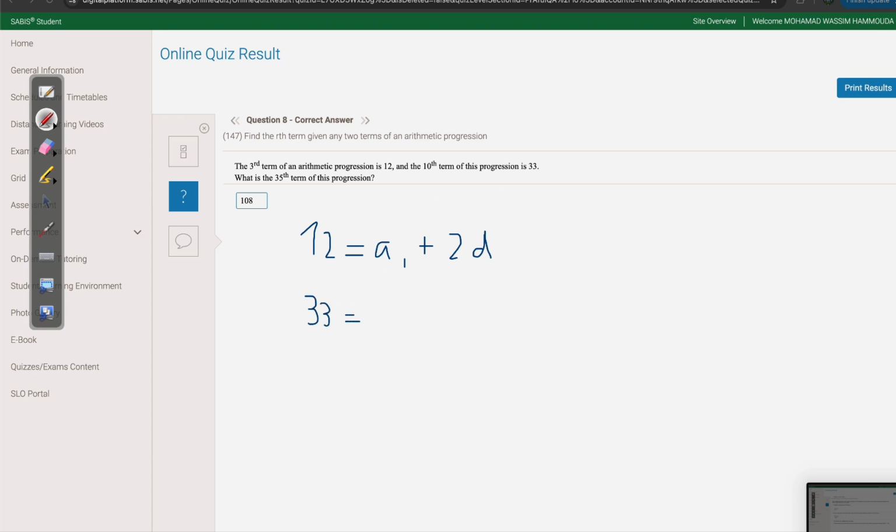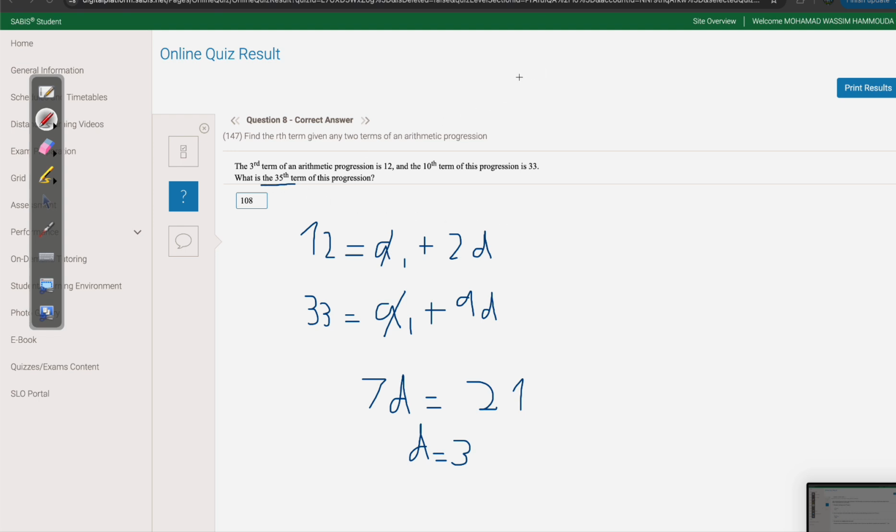33 is equal to, again, a1 plus n minus 1, 10 minus 1 is 9, so a1 plus 9d. What we can do here, since this is arithmetic, we can subtract everything, right? So again, we're gonna do down minus up and cancel a1. 7d is equal to 21. D is 3. Perfect.